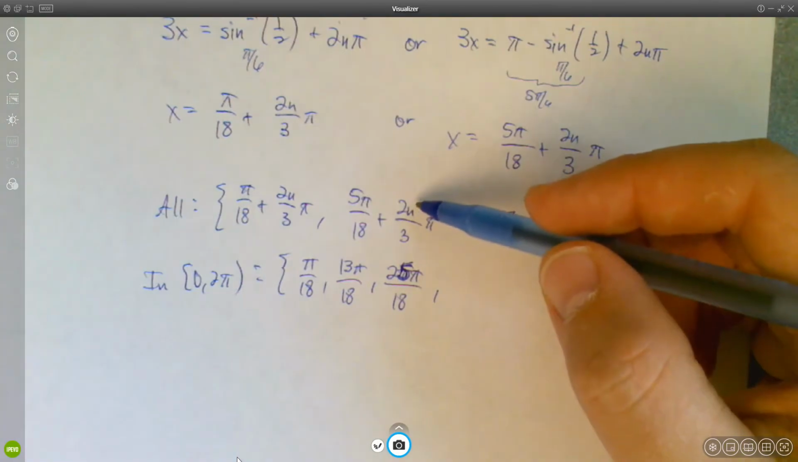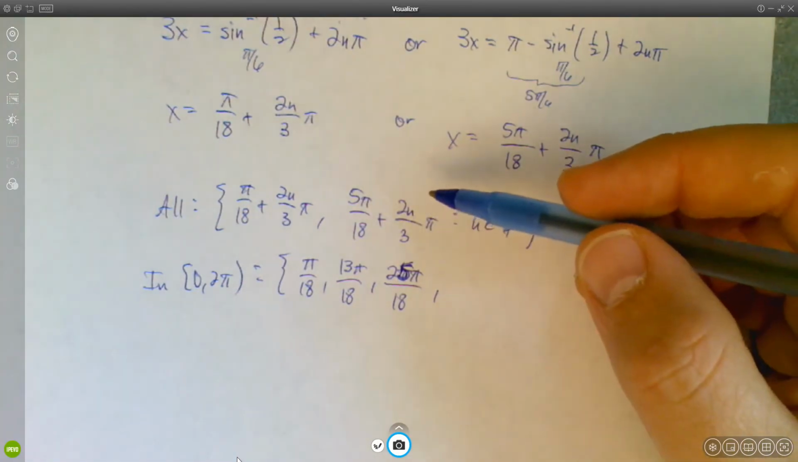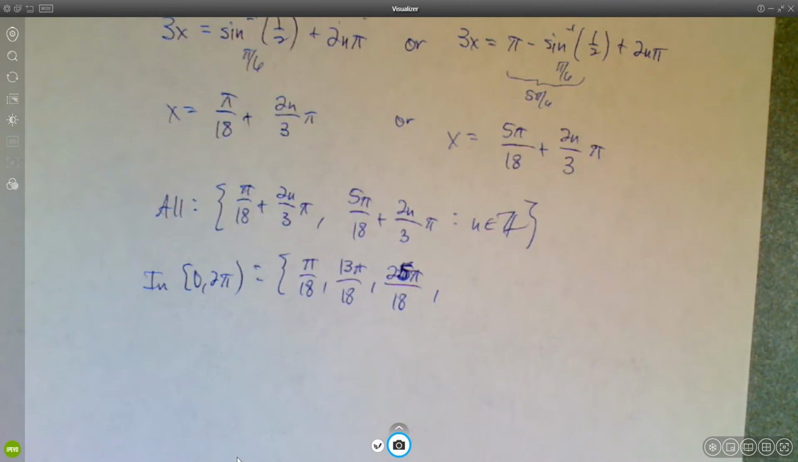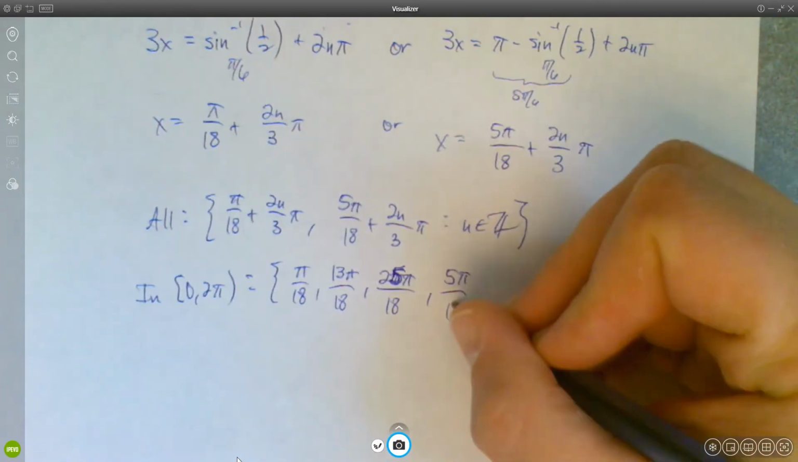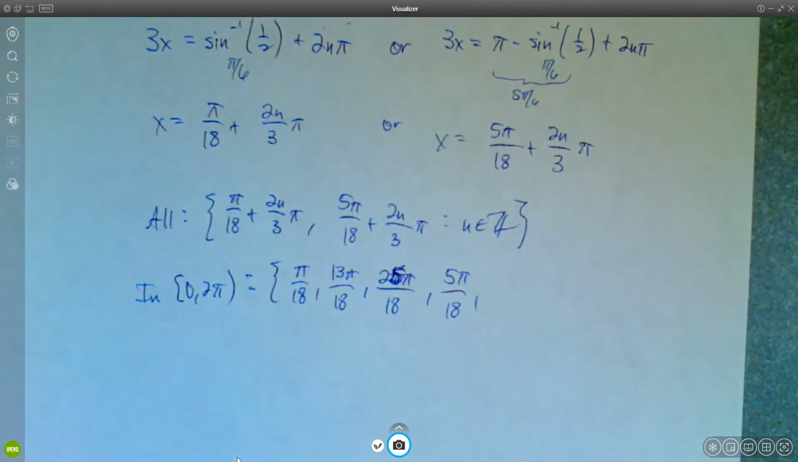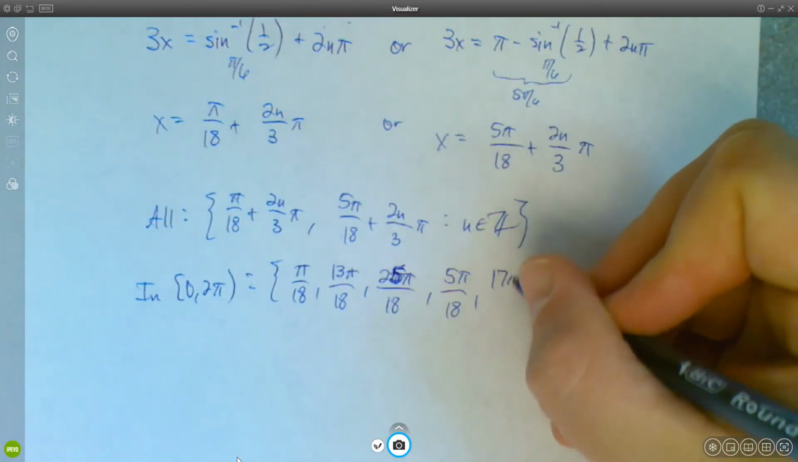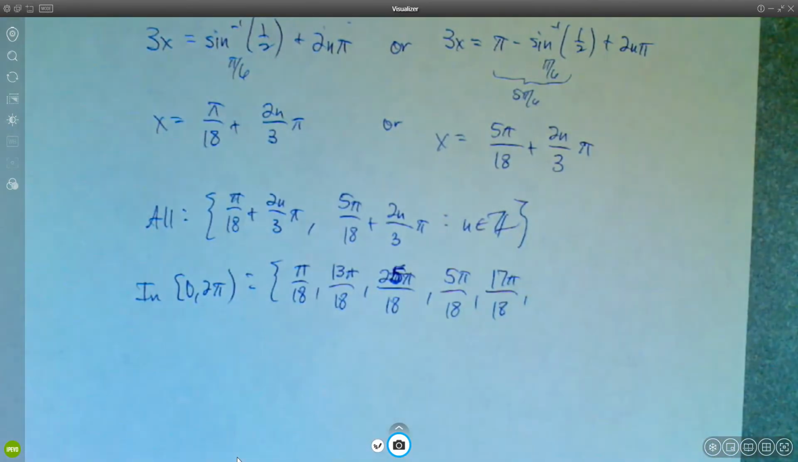If I plug in -1, that's going to be too small. Right, you can try it out: 5 pi over 18 minus 2 pi over 3. But if I plug in 0, I just get 5 pi over 18, which is definitely in the interval. If I plug in 1 for n, I get 17 pi over 18. Right, that's still less than 36 pi over 18.